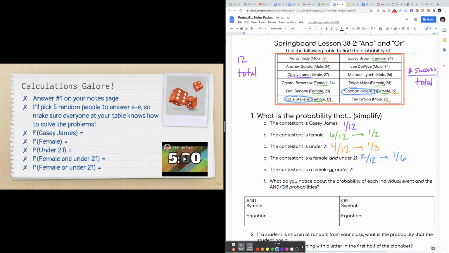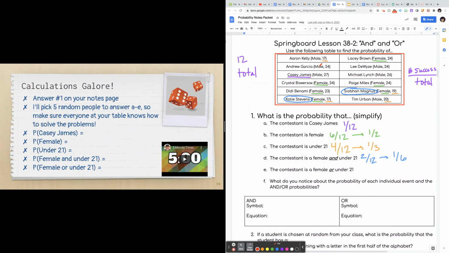Okay, now an or probability means something a little bit different than it does in the English language. In the English language, or means one or the other, like it can't be both. In probability, a person could fall in this first category, this second category, or both, right? So the person that you select just has to be in at least one of those categories, but they could be in both.